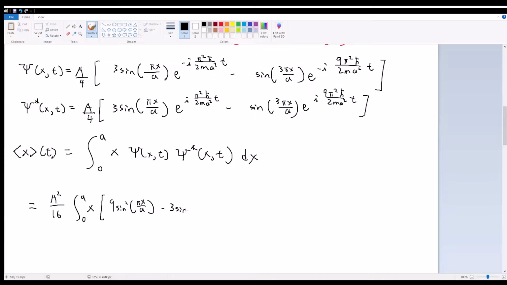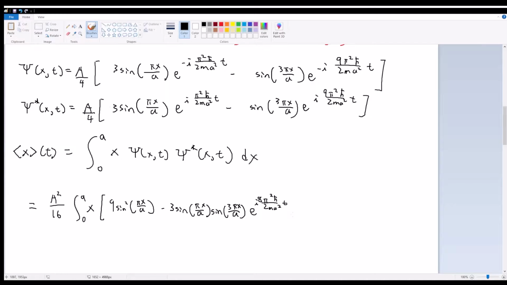3 sine pi x over a sine 3 pi x over a times e to the 8 pi squared h bar over 2ma squared, i at the front, t, because this is going to be 9 over 2 minus 1/2. I'm not going to simplify this for now because I don't want to touch it any more than I have to until I at least get everything else correct.